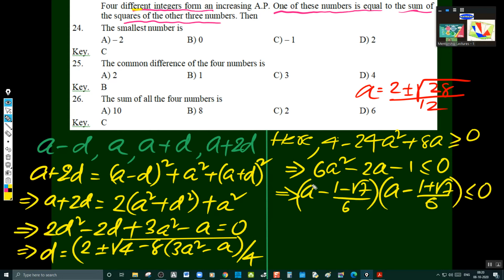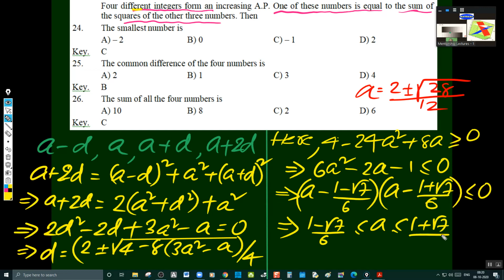Now less than or equal to 0 means your a lies between 1 minus root 7 by 6 or 1 plus root 7 by 6, being an integer. That is the reason why we have followed this series.